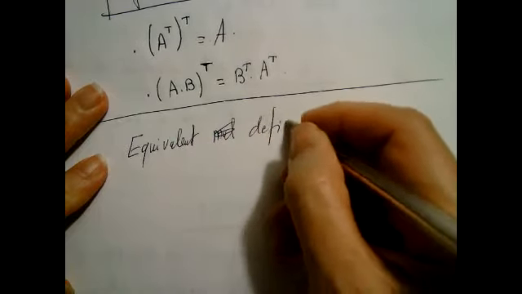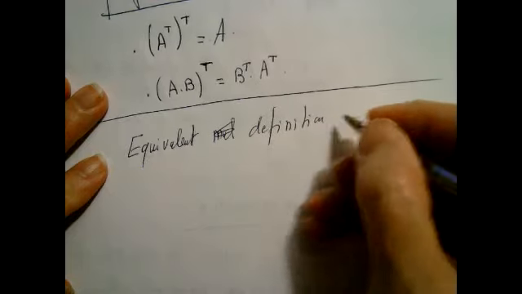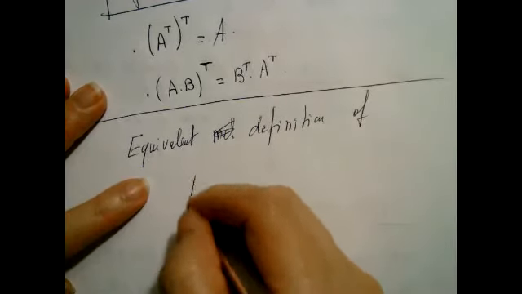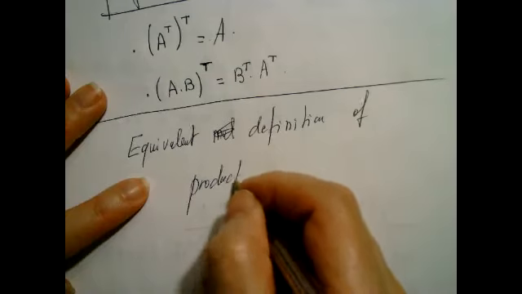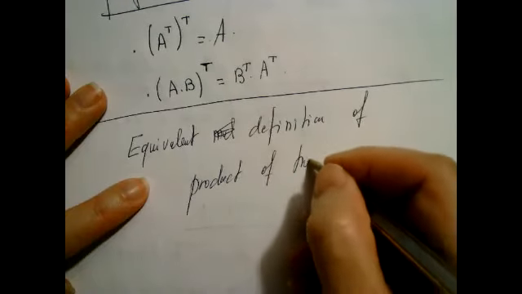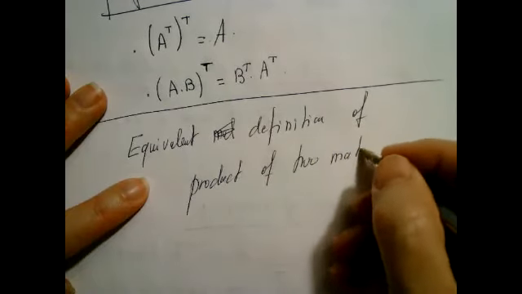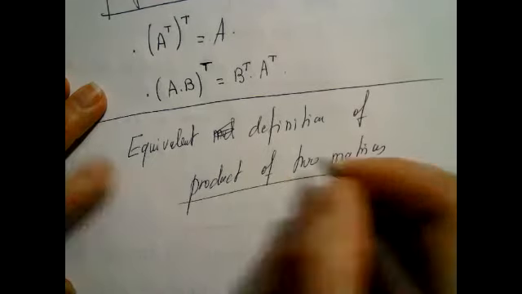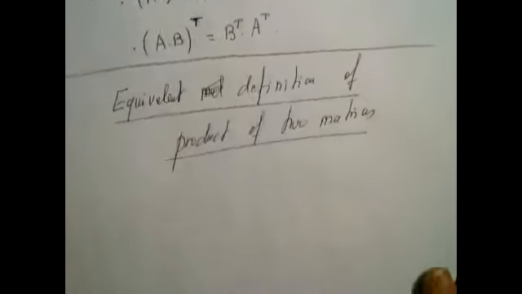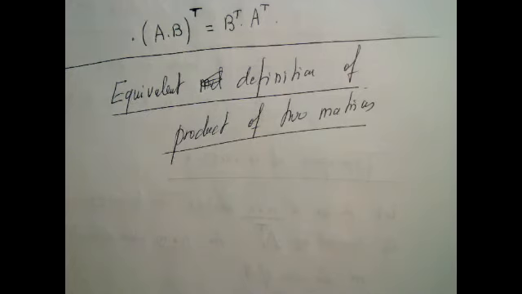Definition of the product of two matrices. Multiplication or product of two matrices. Equivalent, it means the same, gives us the same numbers, but it's written a little bit differently. Okay, let's see what this one says.